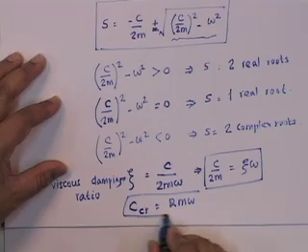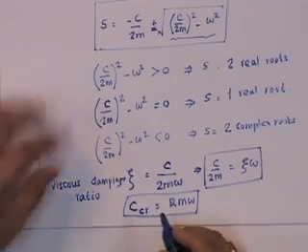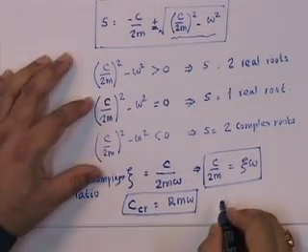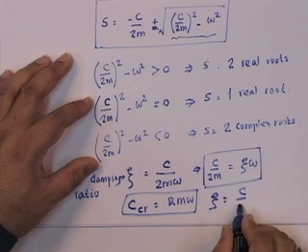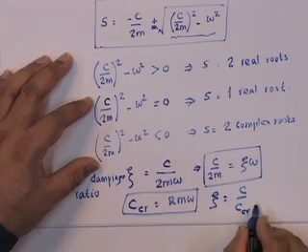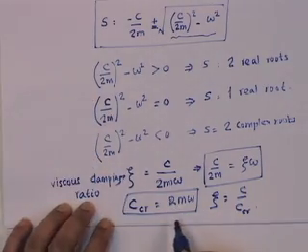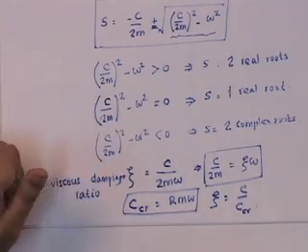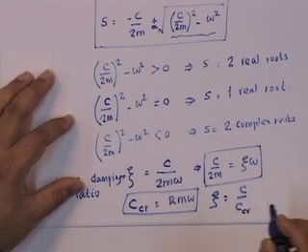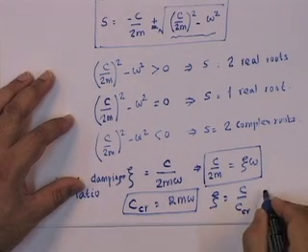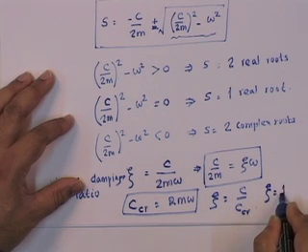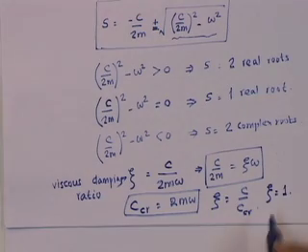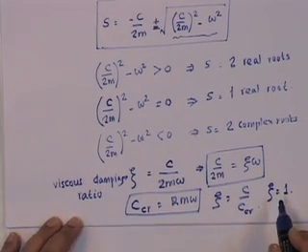Think about it. C critical is 2 m omega, and essentially zeta becomes a ratio of C to C critical. Why is C critical 2 m omega? Let us come back to this. Okay. In other words, if C is C critical, xi is equal to 1. Zeta. Okay. So, xi is equal to 1.